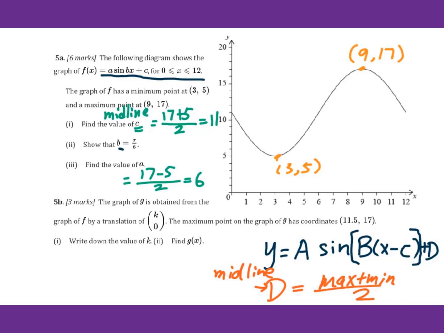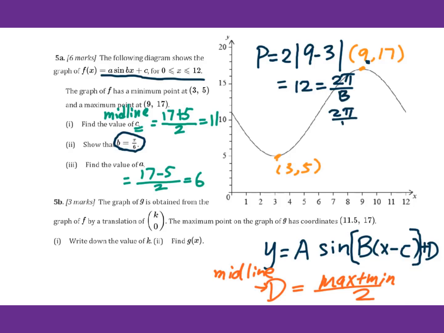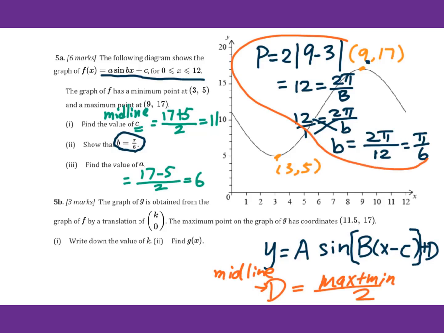Show that this b equals pi over 6. We know the period equals 2 times the absolute value. Using this 9 minus 3, you will get 12. Then also I can write down 2 pi over b. That's for here 2 pi over this small b equals 12. And cross multiply, b equals 2 pi over 12. That's pi over 6. That's how you show the work, like this.